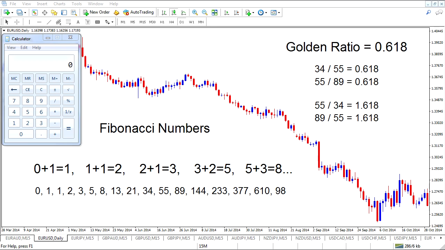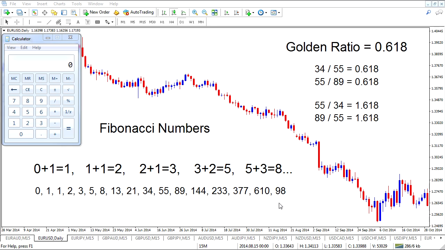Now, let me explain a little bit what a Fibonacci number is. First of all, we're going to take a look at the bottom here. Now, I've got this label on the chart, Fibonacci numbers, and underneath we have something called the Fibonacci sequence. And the Fibonacci sequence goes 0, 1, 1, 2, 3, 5, 8, 13, 21, 34, 55, 89, 144, 233, 377, 610, and 987, and so on.